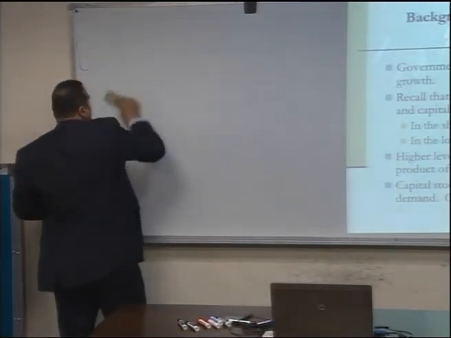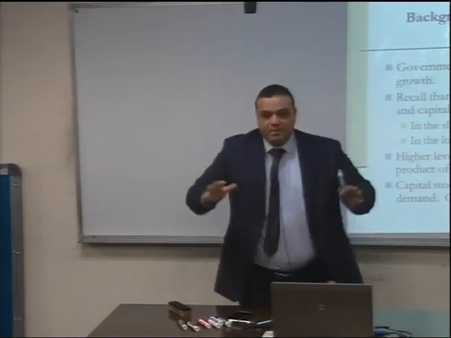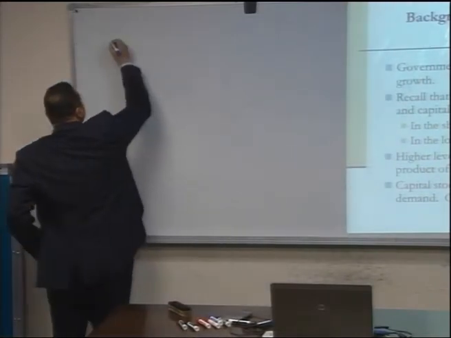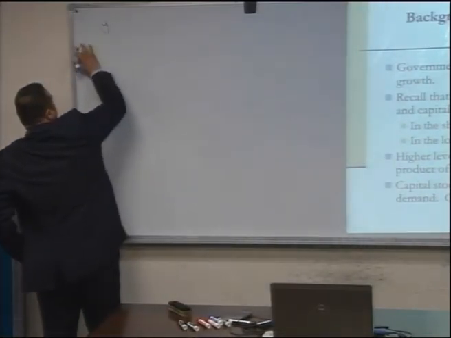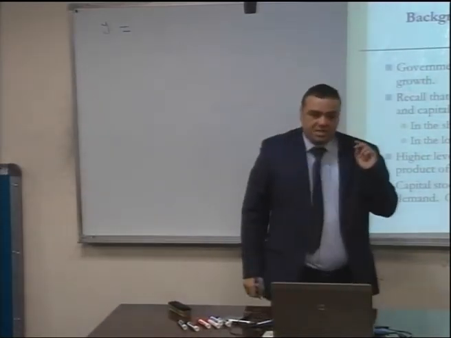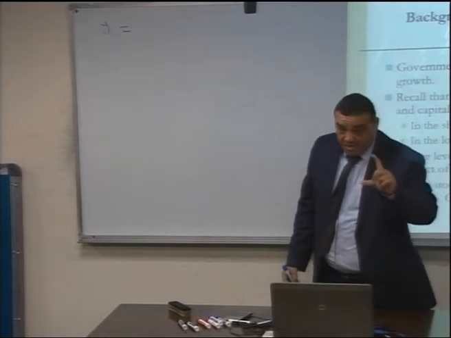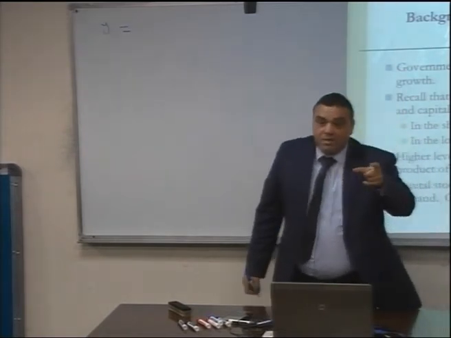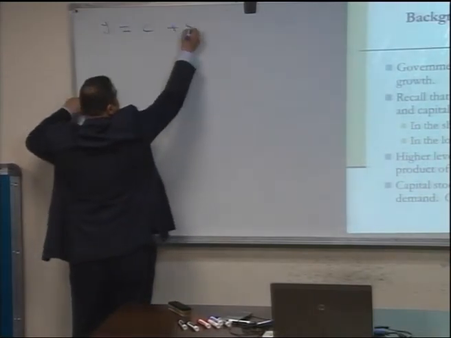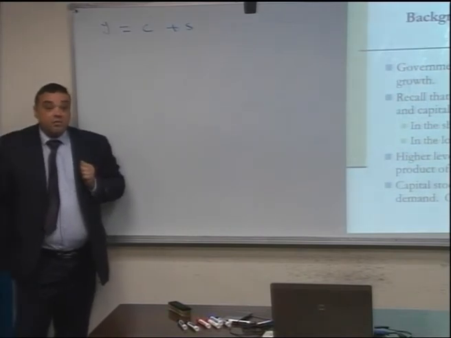For the households, when there is no government, their income is divided into two parts, consumption and saving. Right? For the households, the income is divided into two parts, C plus S. Consumption plus saving.